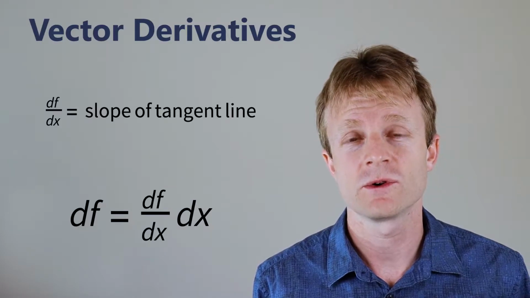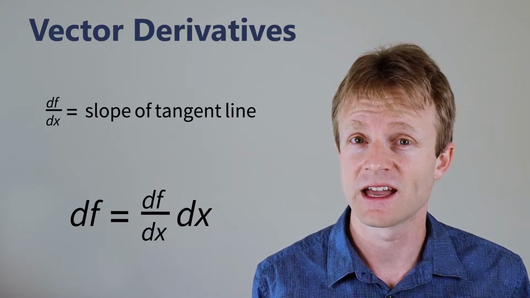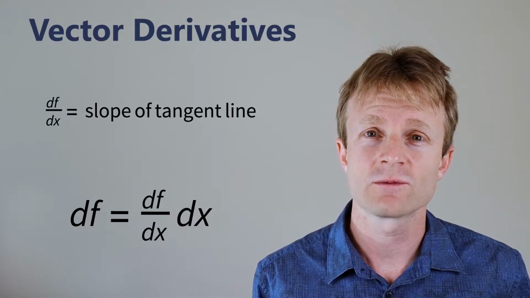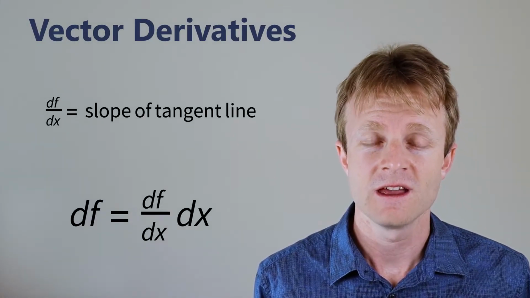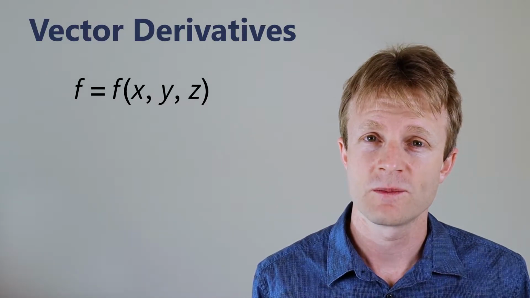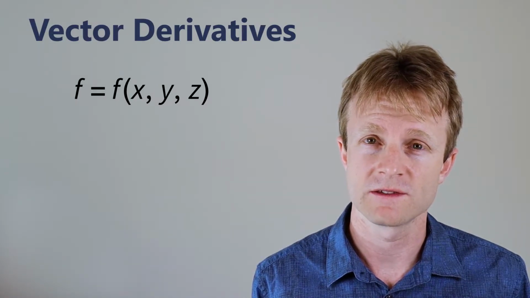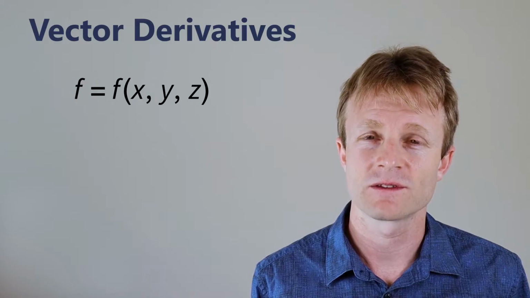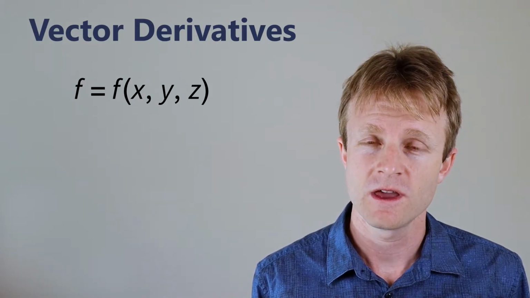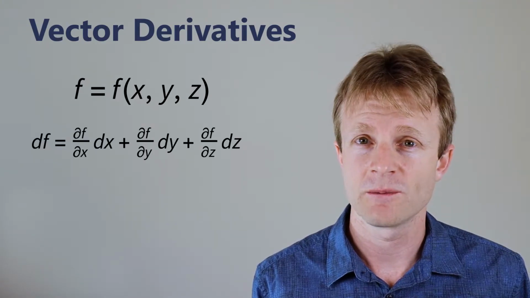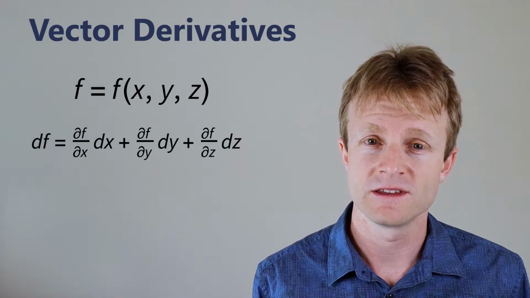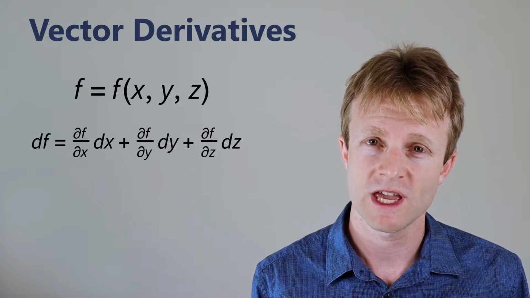This is precise only in a limiting sense as dx goes to 0, but we can really get away with just thinking of these as small quantities. Now, if our function f depends on 3 variables, x, y, and z, it's still a scalar, but now it's a function of 3-dimensional space, we can still ask the question, if we move around by a little bit, dx, dy, and dz, how does the function f change?